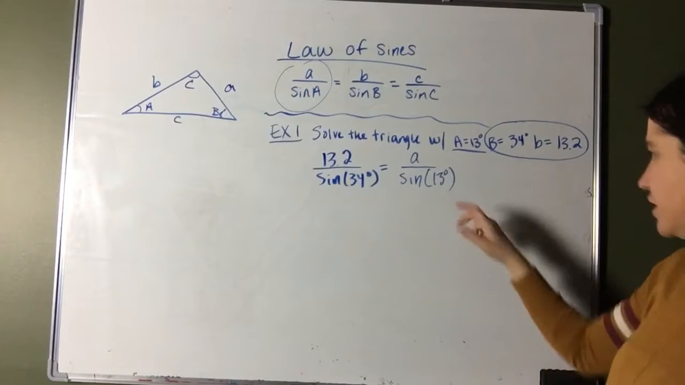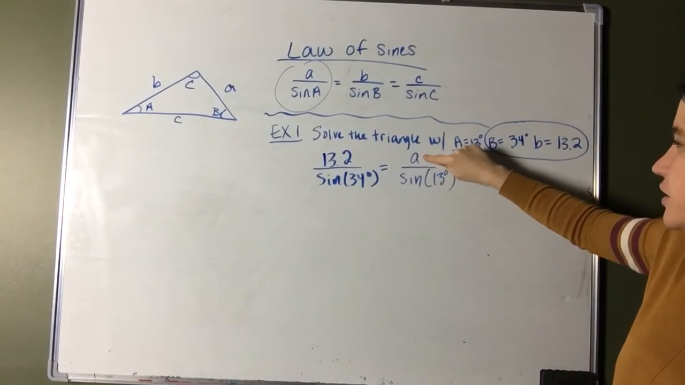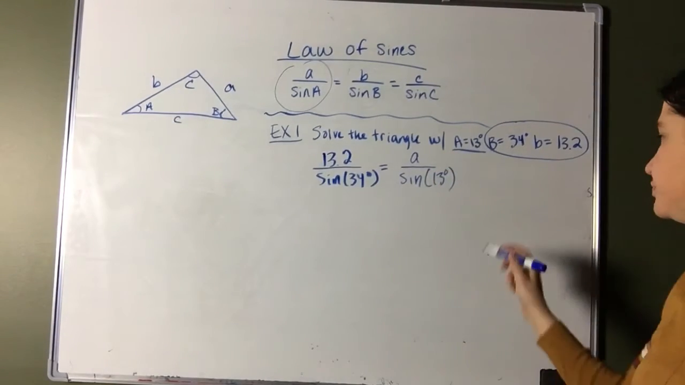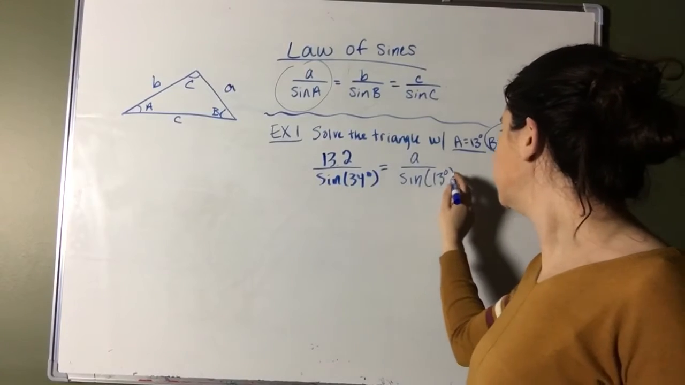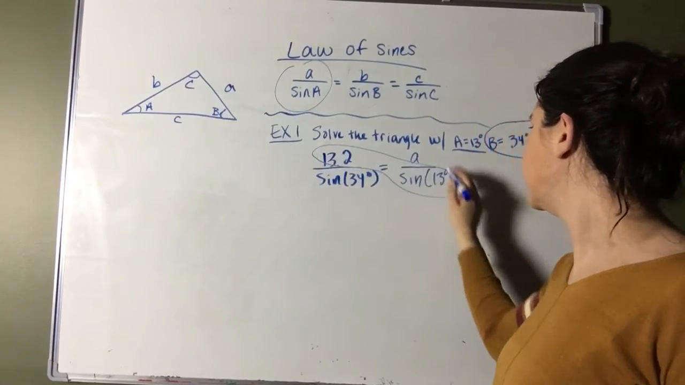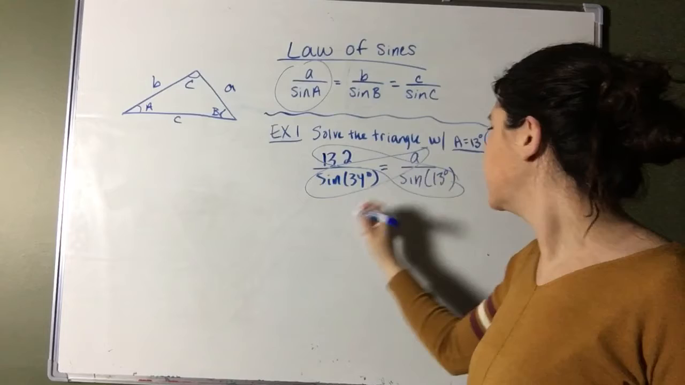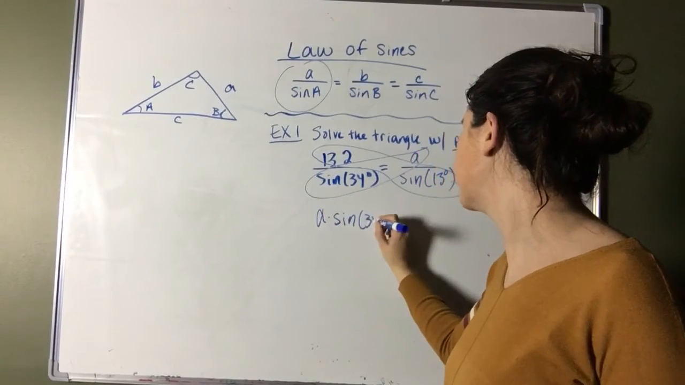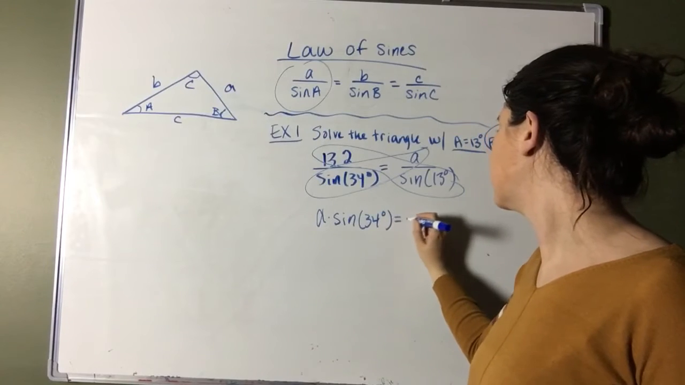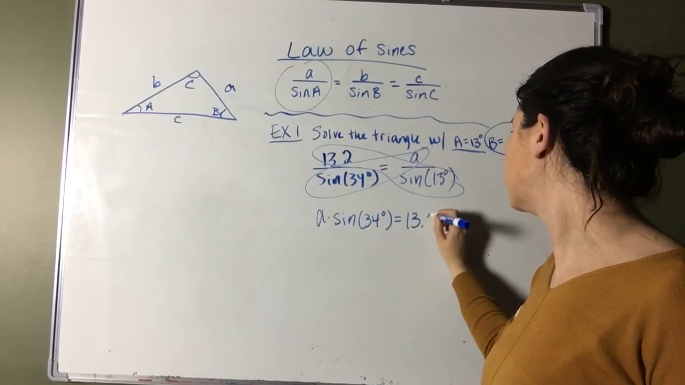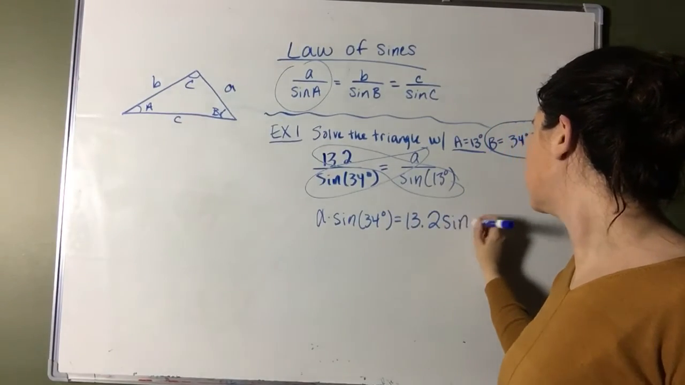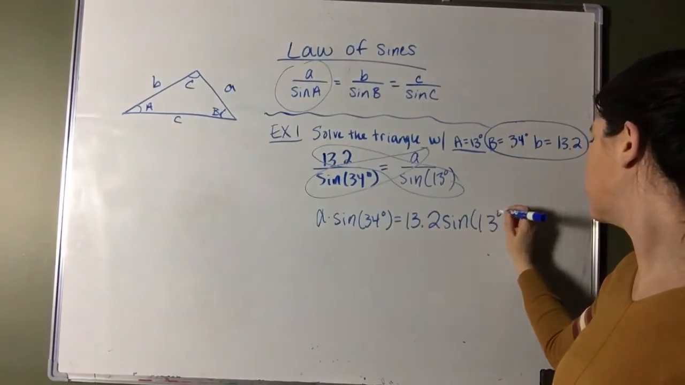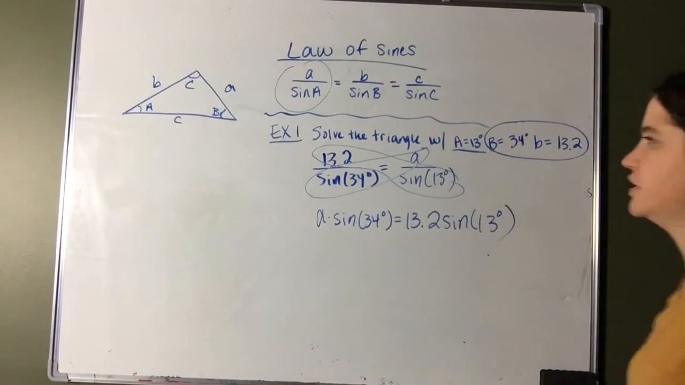All right, great. Now we're going to solve for little a, which is side A. We can do that by cross multiplying. So a times sine of 34 equals that. That's what you get from cross multiplying.